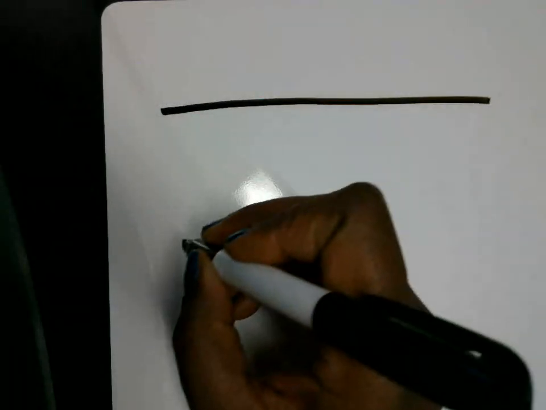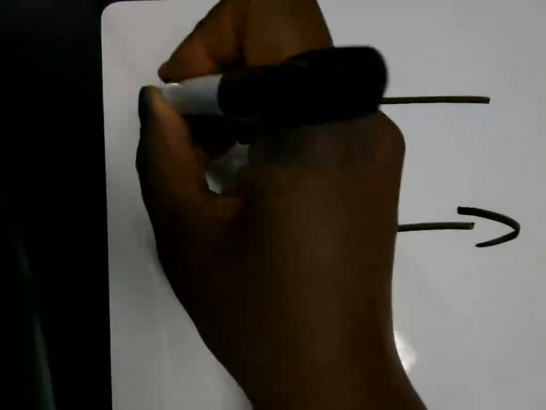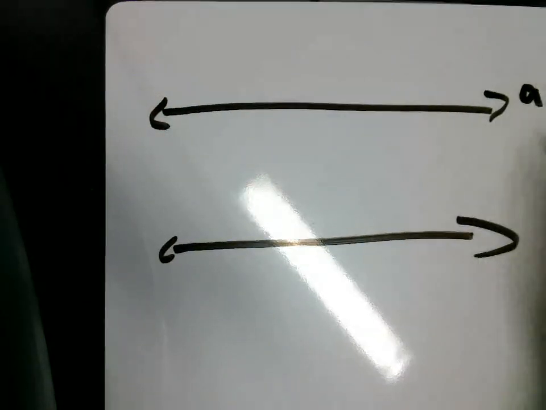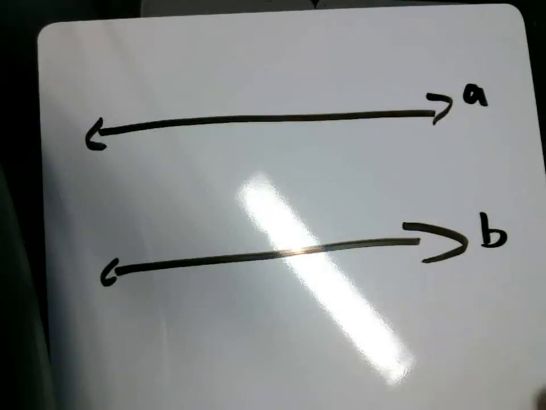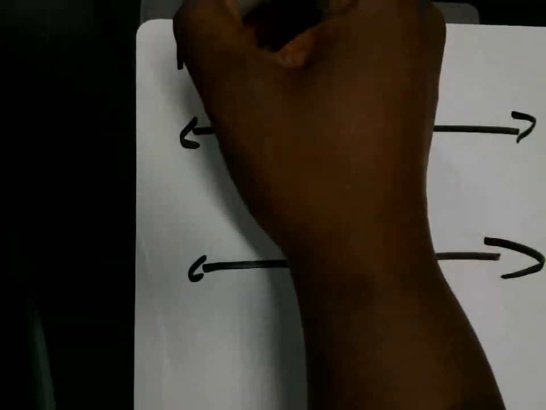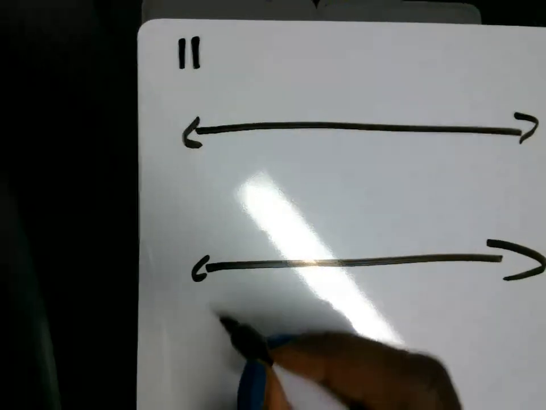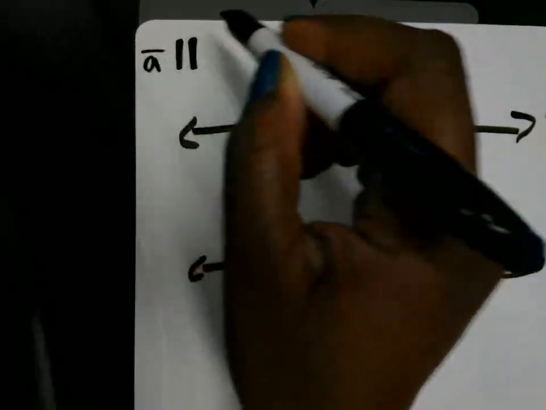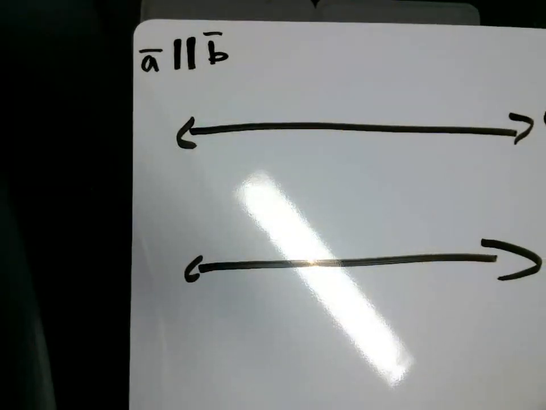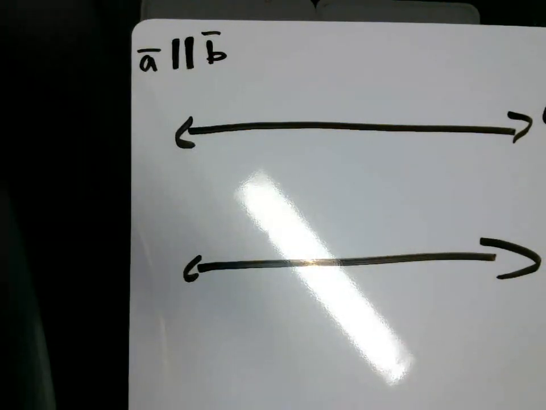All right, so we have two parallel lines. That means these two lines never cross each other. This is line A, this is line B. The symbol for parallel lines looks like this, two lines side by side. And we have line A is parallel to line B. That's what it means when you see something like this. It's saying that line A is parallel to line B. Please write that in.